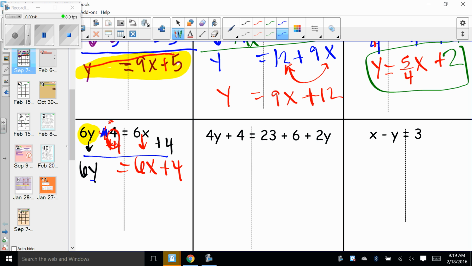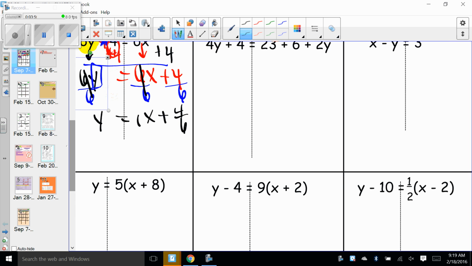Solving for the variable y. Division kicks in. We divide by 6. Copy, paste, paste, paste. Cleaning this up then. We end up with y equals 1x plus 4/6. Now we always want to go lowest terms if we can.